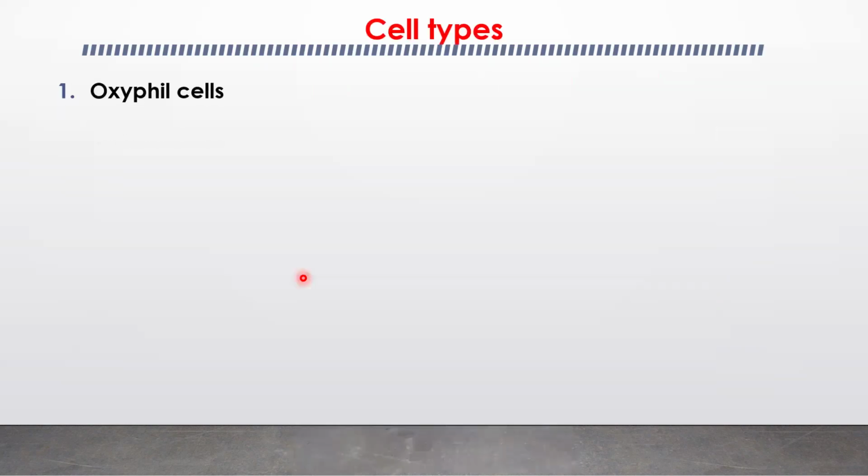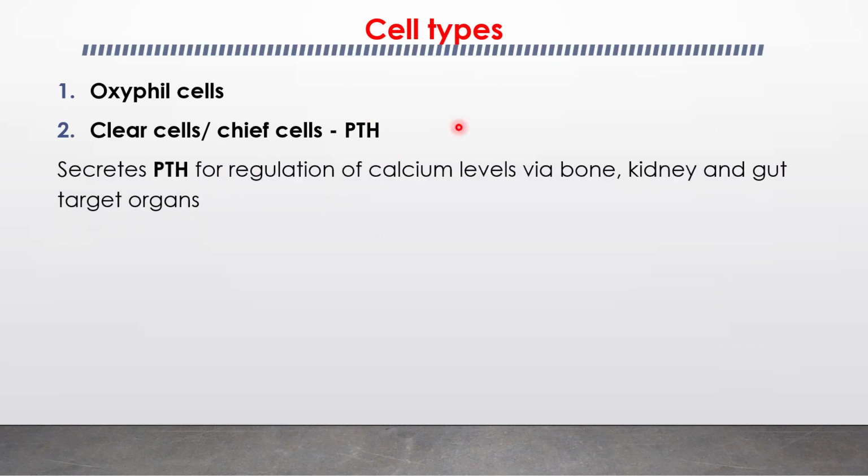So what about the cell types of the parathyroid? We have oxyphil cells, which have unknown function, and then clear cells, or the chief cells, which secrete parathyroid hormone, which regulates calcium levels via bone, kidney, and gut target organs. It targets the bone, the kidneys, and the gut, the GIT to be specific, to regulate calcium levels in the body.